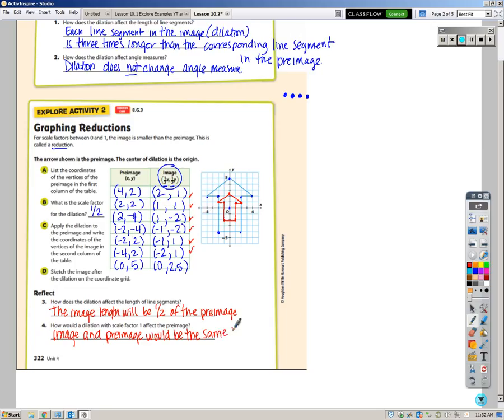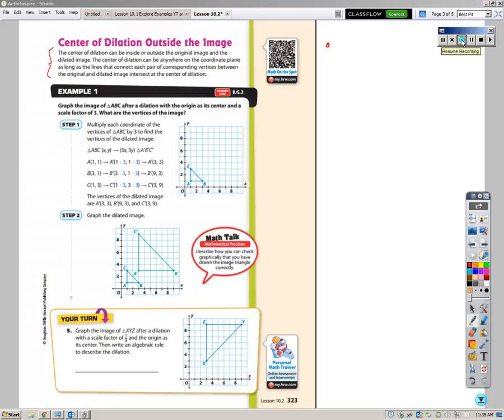Okay, so we're going to go ahead and move to the next page now. Okay, so we're going to go ahead and take a look at the center of dilation outside the image. We are still actually having the center of dilation as the origin, but this time the image is not around the origin. So the center of dilation is going to be outside of the image.